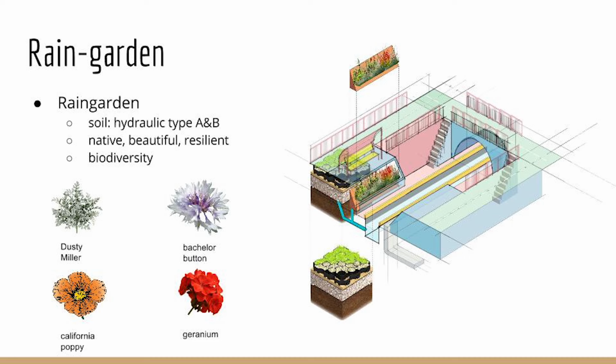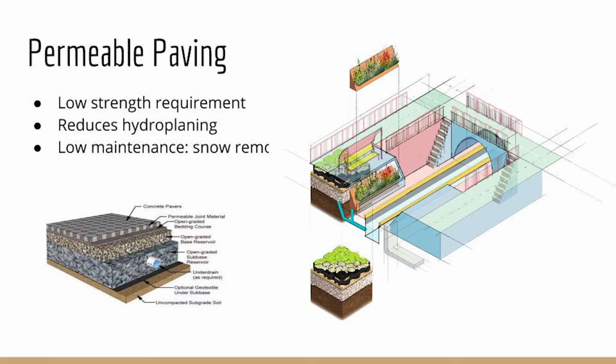So on the screen you can see several native Ontario annuals, including the Dusty Miller and the California Poppy, which I think all fit the above mentioned criteria pretty well, as they also facilitate on-site biodiversity by attracting butterflies and many other insects. As for our waterfront bike lanes, we're proposing to implement permeable pavings, as they too require very little maintenance. They also allow us to expand our stormwater filtration surface area while reducing the risk of hydroplaning during very cold weathers.